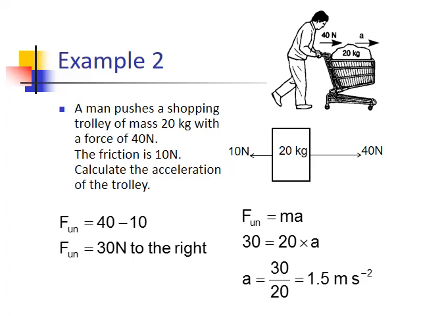A man is pushing a shopping trolley of mass 20 kilograms with a force of 40 newtons. If the friction is 10 newtons, calculate the acceleration. Remember Newton's second law, F equals ma. F is the unbalanced force, so work out the unbalanced force, substitute to get our answer.